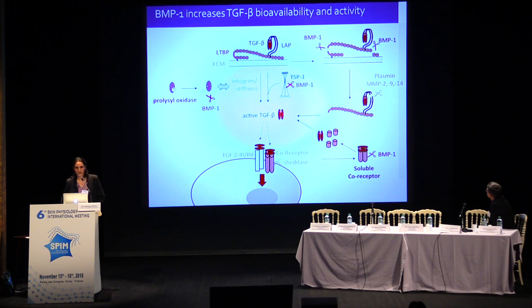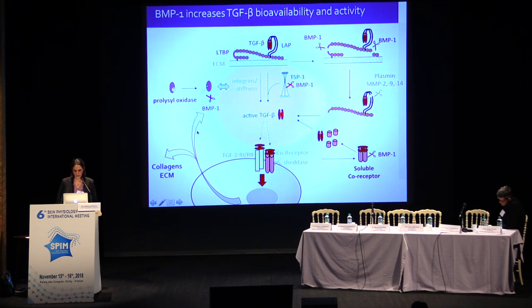And this is only one of the mechanisms, as you can see, by which BMP1 regulates TGF-beta activity and bioavailability. There are several other mechanisms. I'm not going to describe all of them. But what we should bear in mind here is that TGF-beta will then induce collagen synthesis and extracellular matrix protein expression, but also it will increase the expression of BMP1 itself. So this leads to a positive feedback mechanism, which can be very important and interesting to boost and to promote wound healing, but which can also probably have very deleterious consequences for skin scarring and fibrosis.